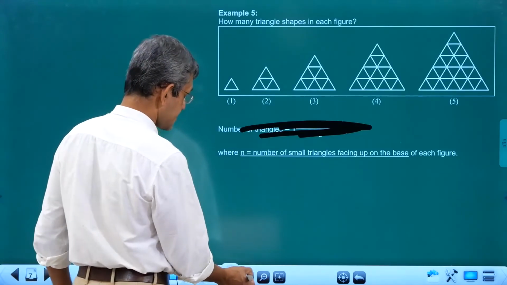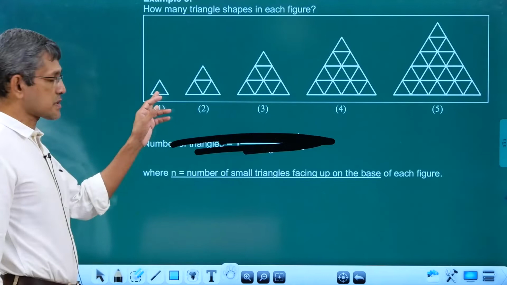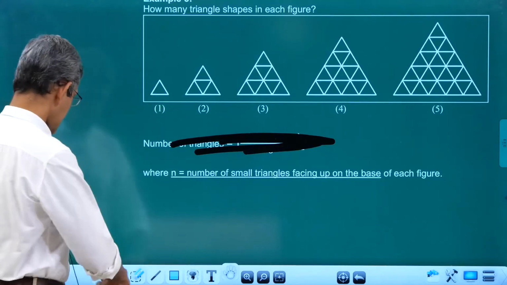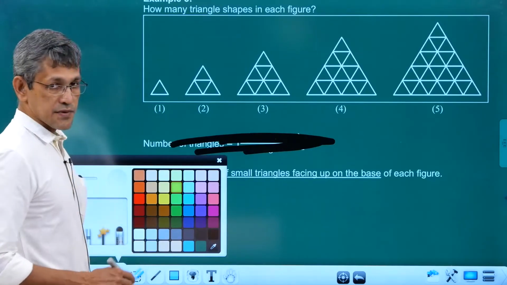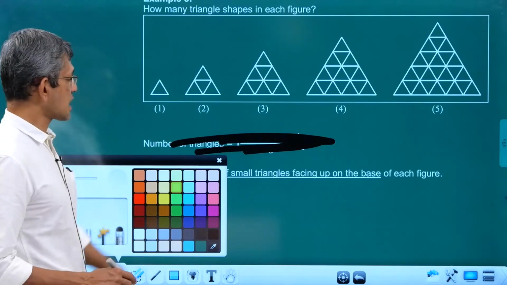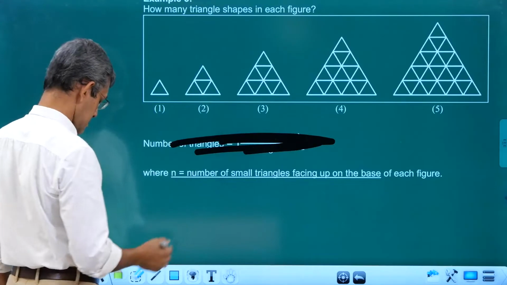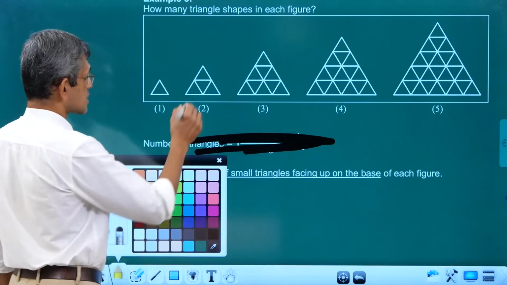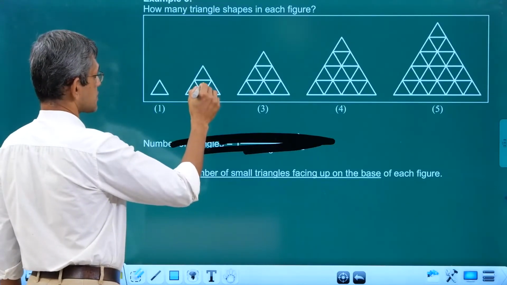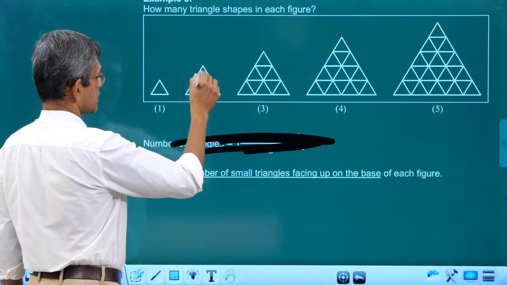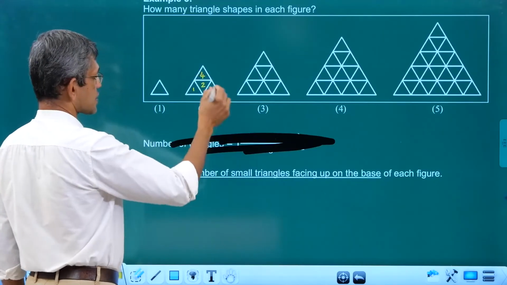In this case, how many are there? Check it out. How many triangles? First figure is pretty simple. We have only 1 triangle. How about the second figure? How many triangles do we have here? This one is a triangle. This one is a triangle. So this one 2, this one 3, this one 4.